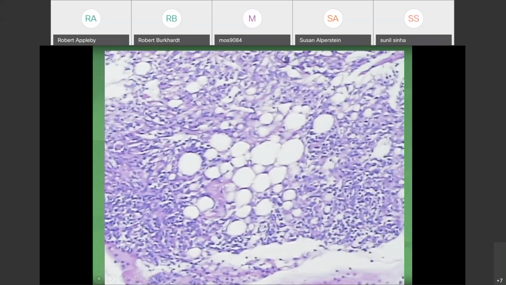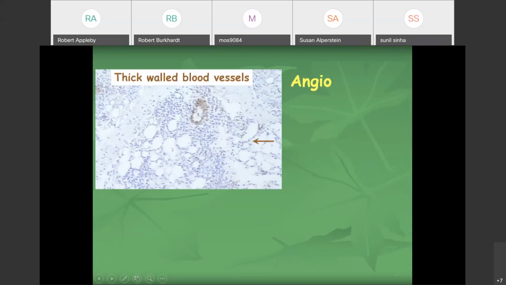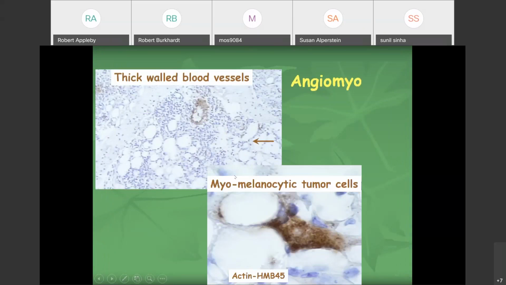The cell block shows, even though you have thick wall blood vessels, that's angio. And then the tumor cells are actin positive, HMB45 positive. So mild melanocytic tumor cells. And then you have mature adipose tissue, so angiomyolipoma.